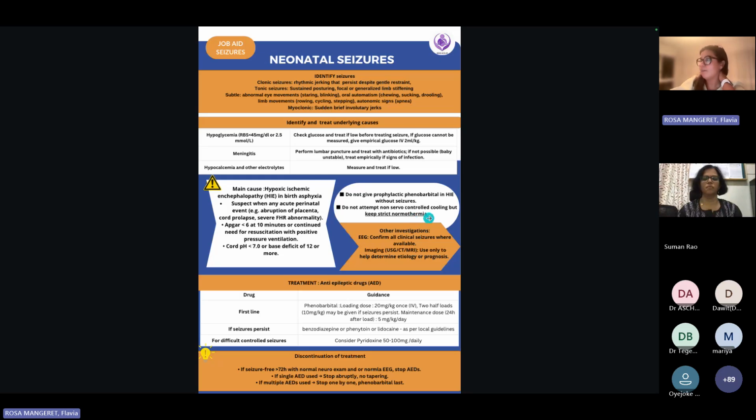And this is neuroprotective. Other investigations: EEG whenever possible to confirm clinical seizures, whenever available, and imaging to determine prognosis only. So for treatment, antiepileptic drugs, the first line is phenobarbital, a dose of 20 milligrams per kilo once IV. Loads of 10 milligrams per kilo may be given if seizures persist. Maintenance dose 24 hours after the load is 5 milligrams per kilo per day.